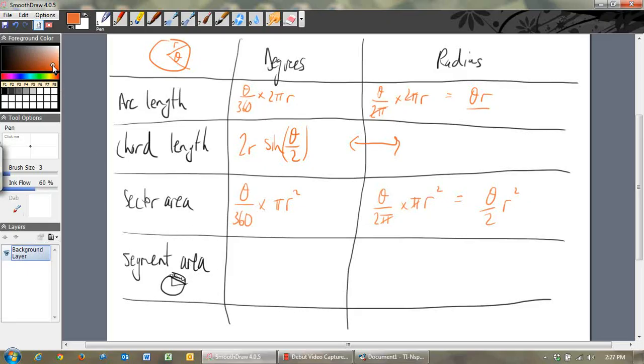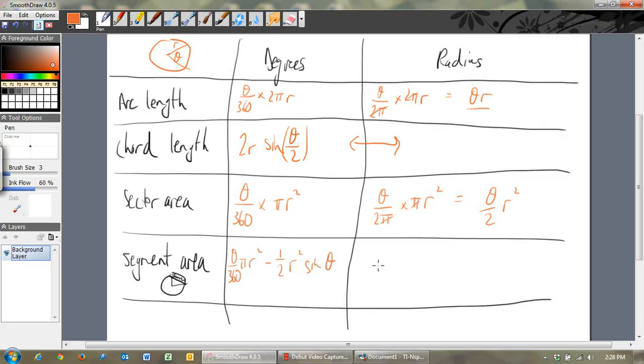The formula for that, you can think about it, is the sector minus the bit that's in the middle. I'll show you this in class again, but what we've got is theta over 360 pi r squared, that's just our sector area, and minus, we can use the area of sine rule. The other part is half r squared sine theta. That's the area in that little triangle there. I'll show you that in class.